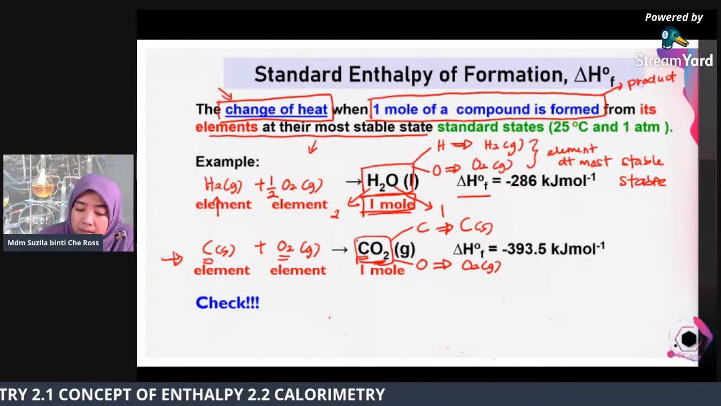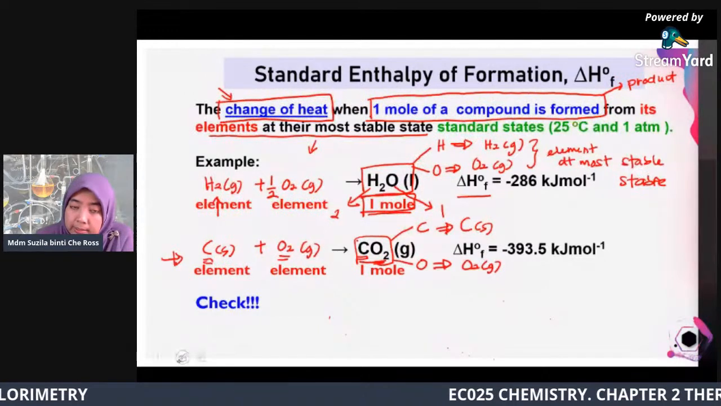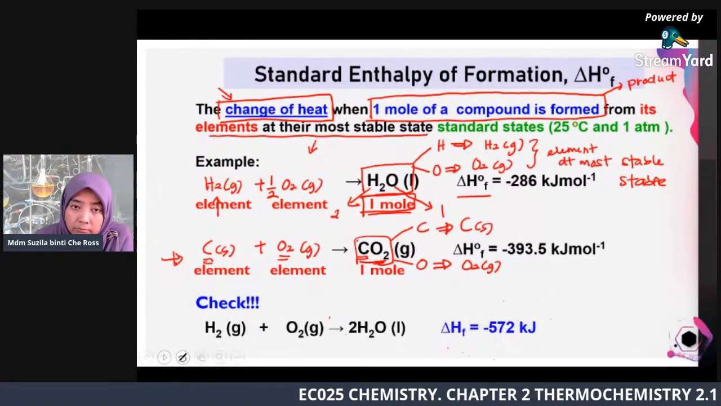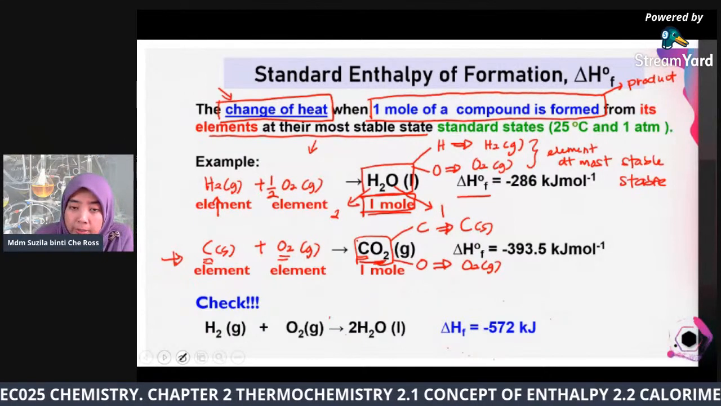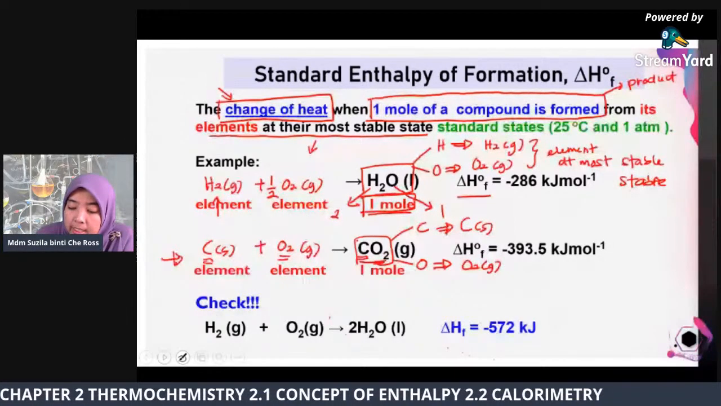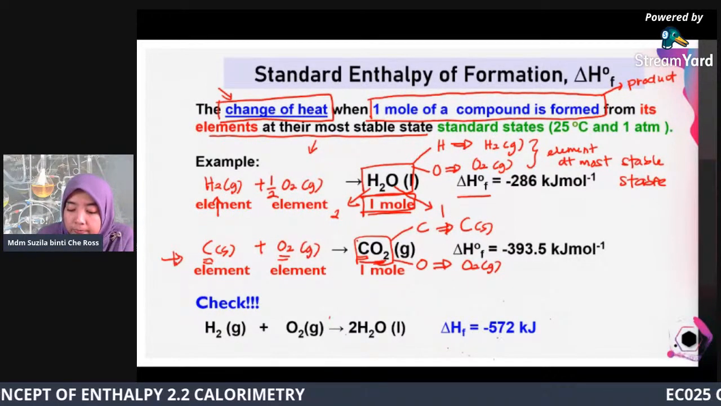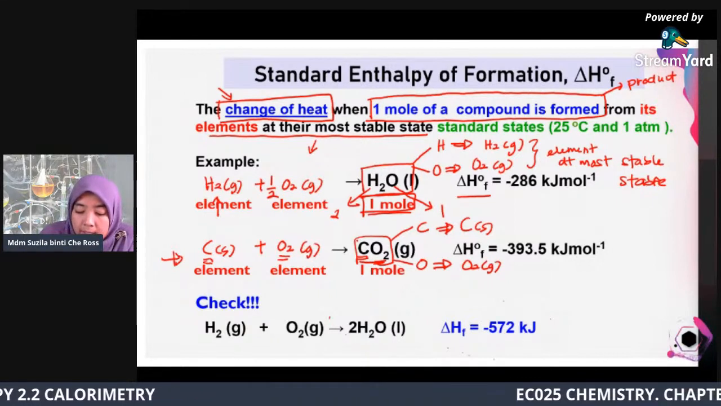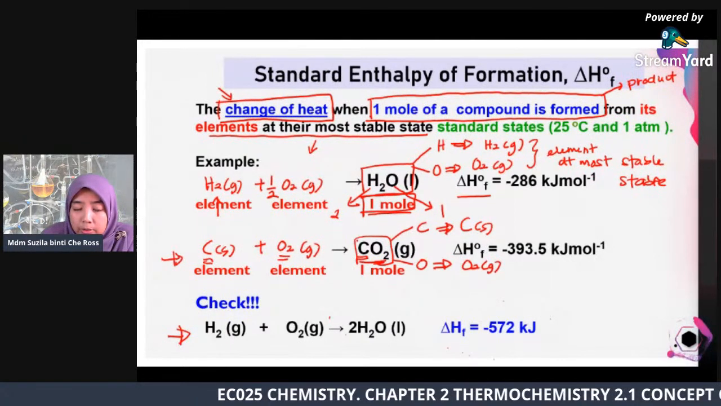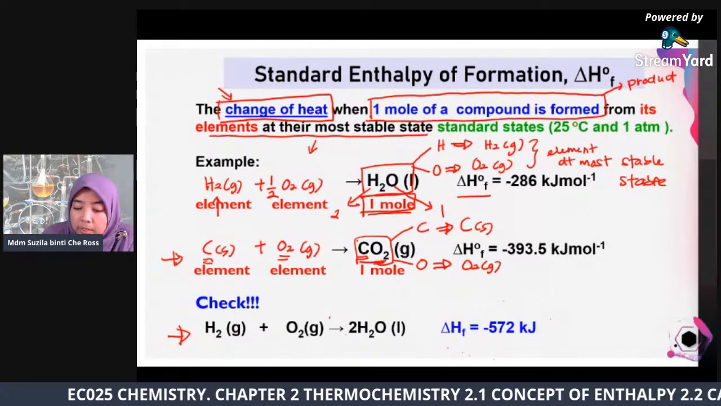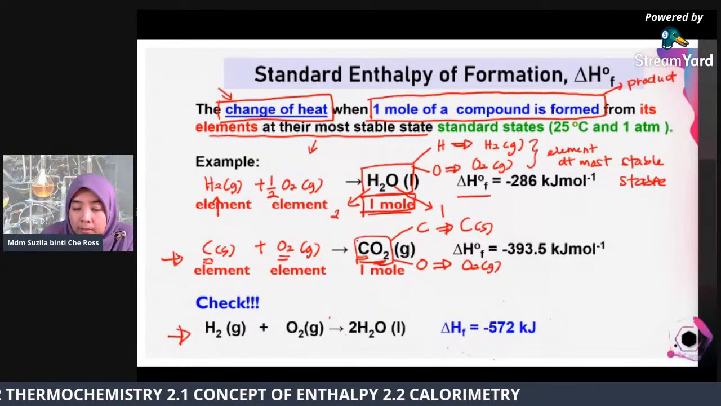Okay. Now we check. Take a look at the reaction given. Given H2 gas plus O2 gas to form 2H2O liquid, and the enthalpy formation here is -572 kilojoule. Is it correct? Take a look. Is the thermochemical equation given correct or not? Can we define the equation as delta H formation?